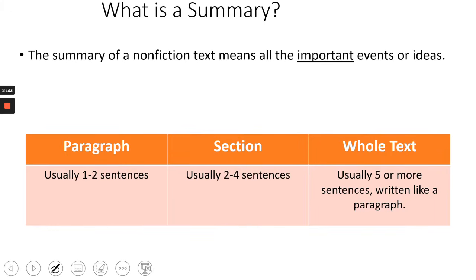So what really is a summary? Let's really dig in there. The summary of a nonfiction text means all the important ideas or events. And if you're summarizing a paragraph, you're going to usually have 1 or 2 sentences. There's only 1 or 2 important events or ideas in a paragraph. If you're summarizing a section, maybe under one subheading, it's usually around 2 to 4 sentences. And if you're summarizing an entire text, so like a whole article or a whole reading passage, you're usually looking around 5 or more sentences, and you write it like a paragraph. And you're going to get to see what that looks like tomorrow.